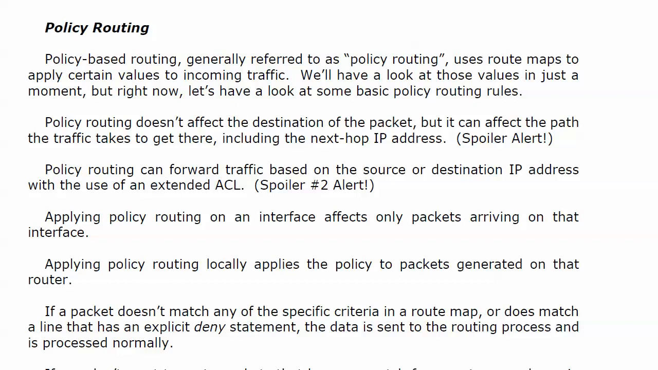Now, if we are applying policy routing on an interface, that affects only packets arriving on that interface. And I know, thank you, Captain Obvious, but I do need to say that. Now, here's the interesting one. What about packets that are generated on the local router? If you're on router 2 and you're configuring policy routing and you have some kind of packets being generated on that router, well, that's not incoming traffic, is it? It's already inside the router when it's created.